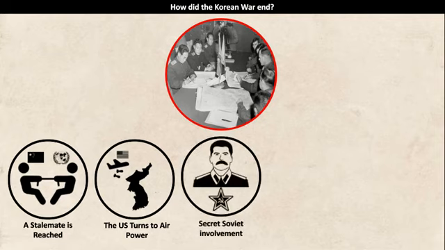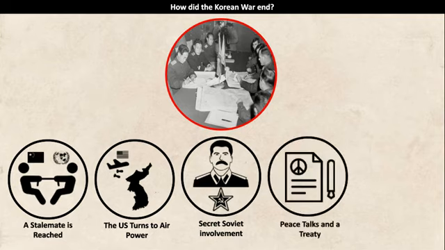We're going to look at how the Soviet Union under Stalin increased its involvement. We'll then look at how peace talks began and stalled before a treaty was eventually signed by both sides in 1953.